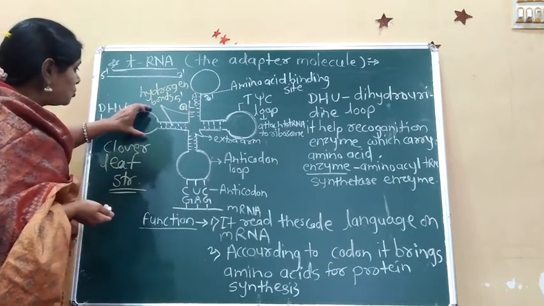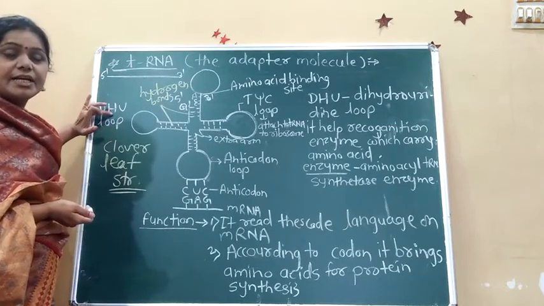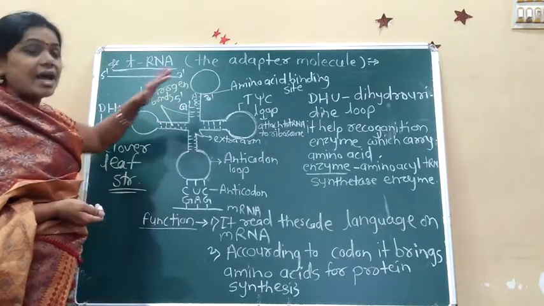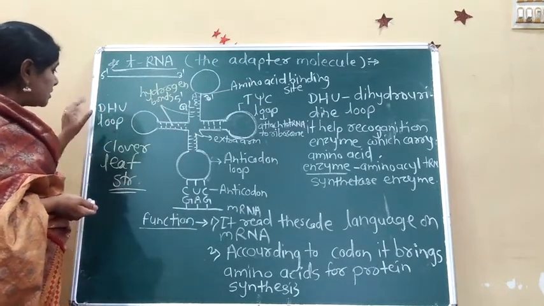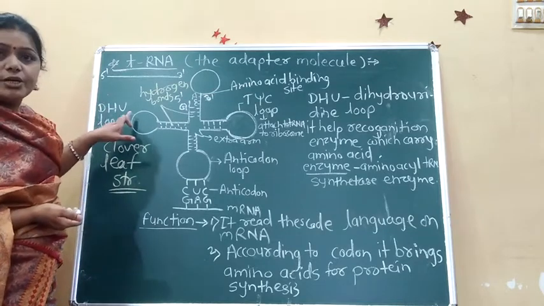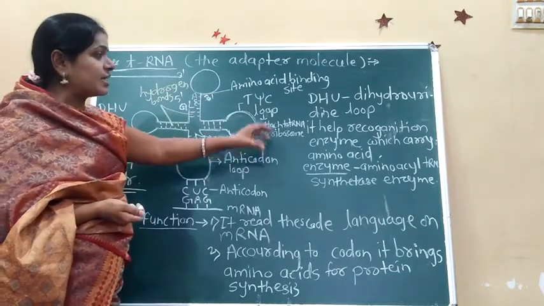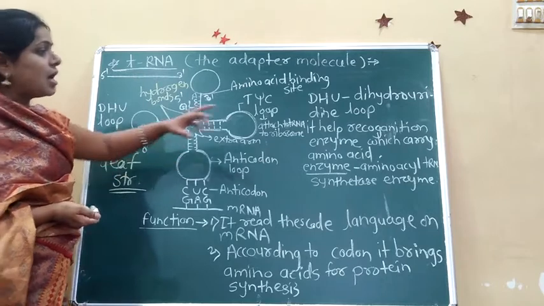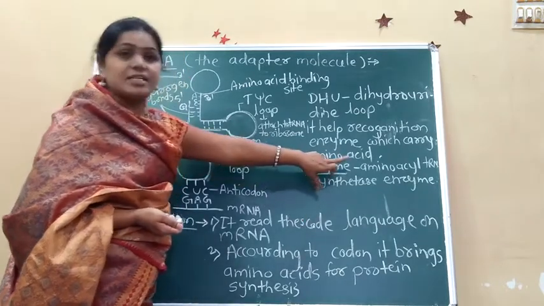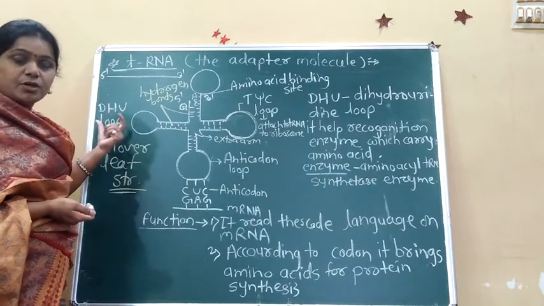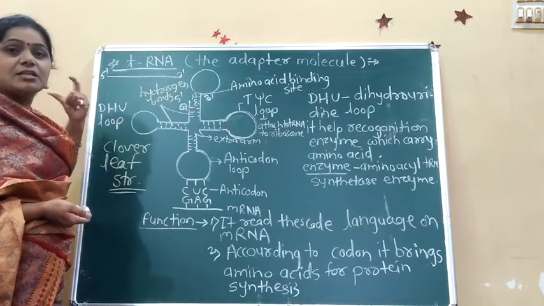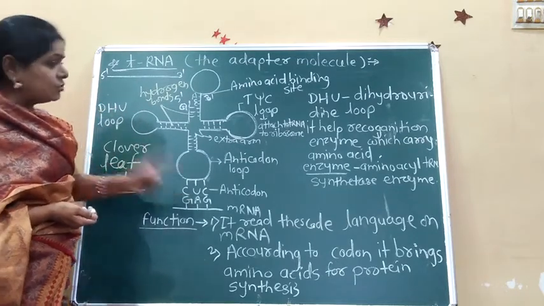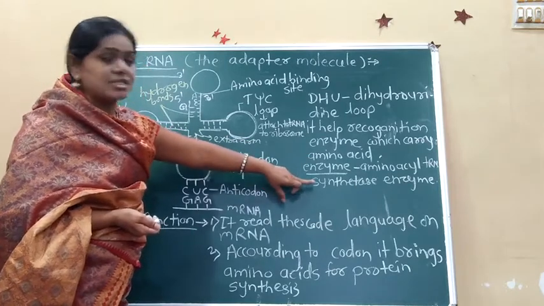This first loop is called the DHU loop, the dihydrouridine loop, and it helps in the recognition of the enzyme which carries the amino acid, that enzyme being the amino acid tRNA synthetase enzyme.